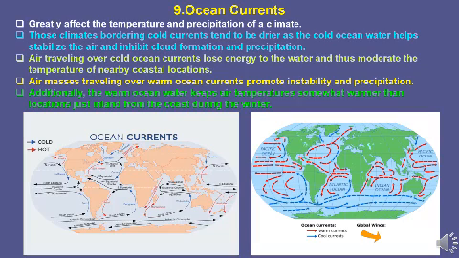Ninth weather element is ocean currents, which greatly affect the temperature and precipitation of a climate. Those climates bordering cold currents tend to be drier, as the cold ocean water helps stabilize the air and inhibit cloud formation and precipitation. Air traveling over cold ocean currents loses energy to the water and thus moderates the temperature of nearby coastal locations. Air masses traveling over warm ocean currents promote instability and precipitation. Additionally, the warm ocean water keeps air temperature somewhat warmer than locations just inland from the coast during the winter.